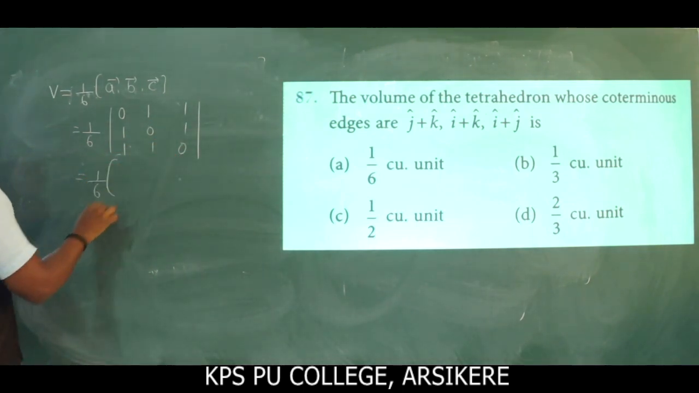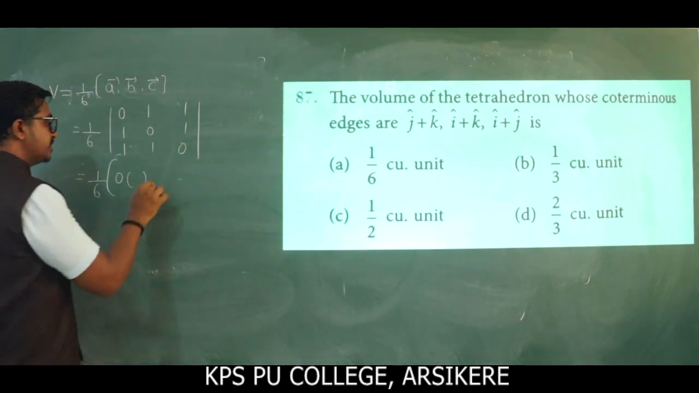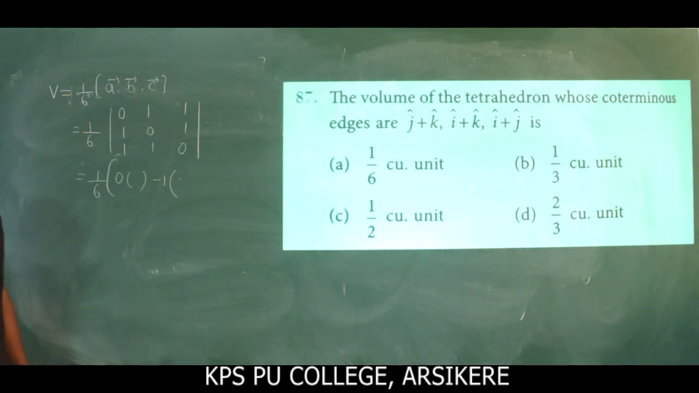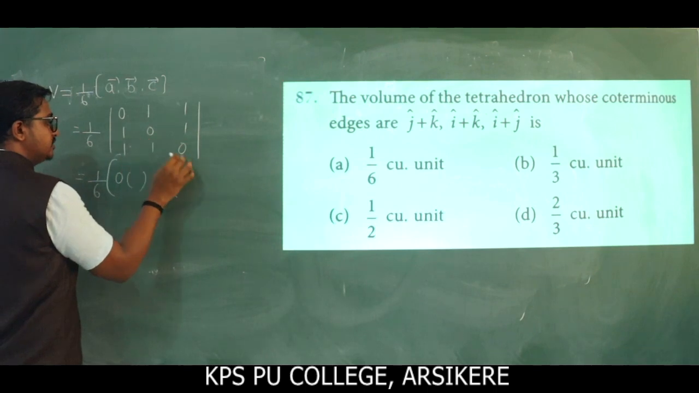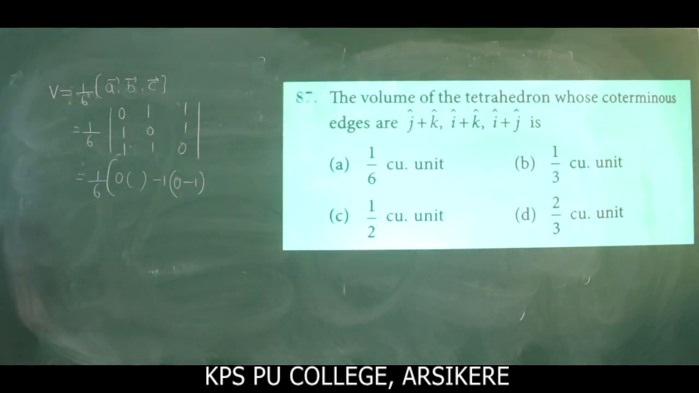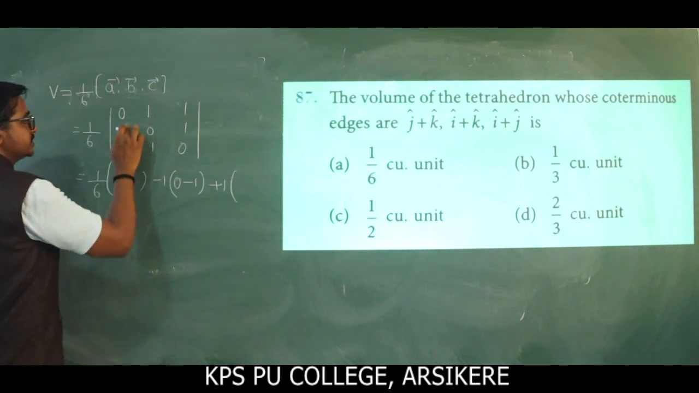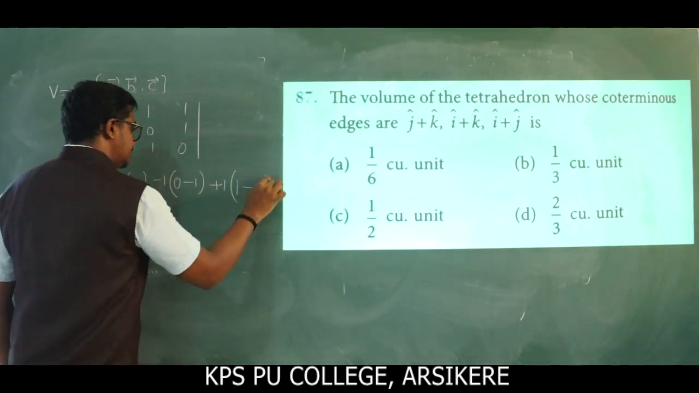1/6 times, first term is 0 and anything times 0 is 0. No need of expansion. Minus 1 into, take cross multiplication by neglecting the corresponding row and corresponding column. Neglect this row and this column. 1 into 0 is 0. 1 into minus 1 is minus 1. Because we have minus here, 1 into 1 is 1 there. Plus 1 times, neglect the corresponding row and column. 1 into 1 is 1 minus 0.